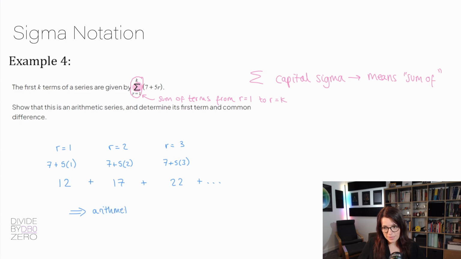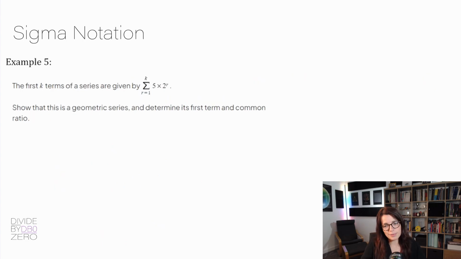So this is an arithmetic series. First term is 12, and the common difference is 5, because it starts at 12 and goes up by 5 each time. Example 5 is similar, but this time it says the first k terms of a series are given by this. Show that this is a geometric series this time and determine its first term and common ratio.